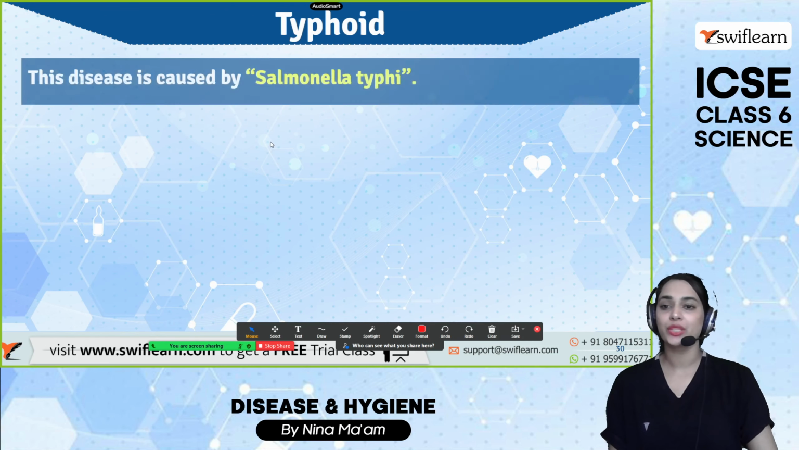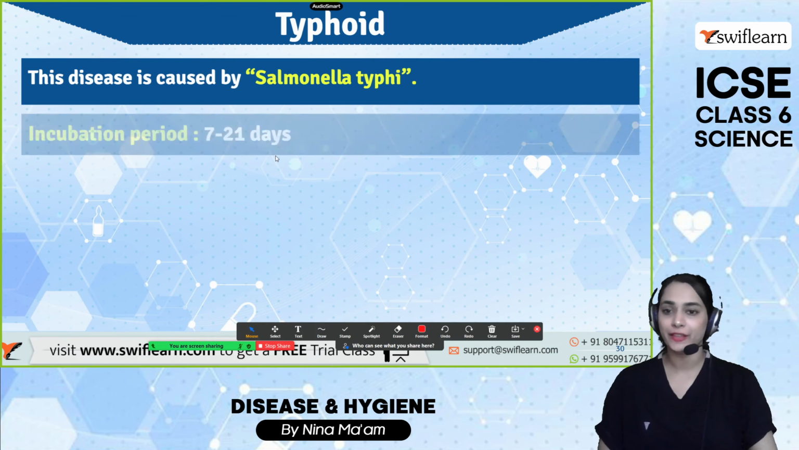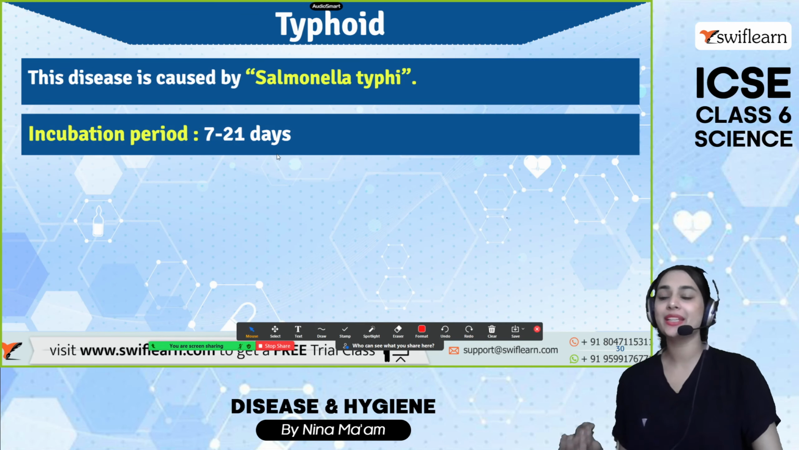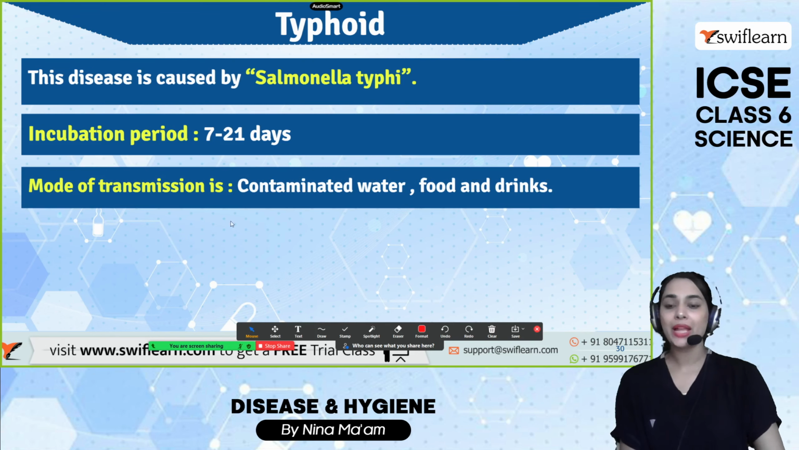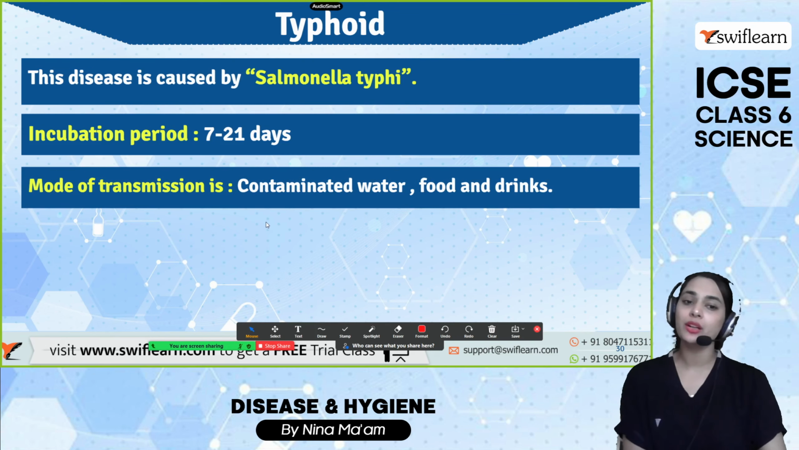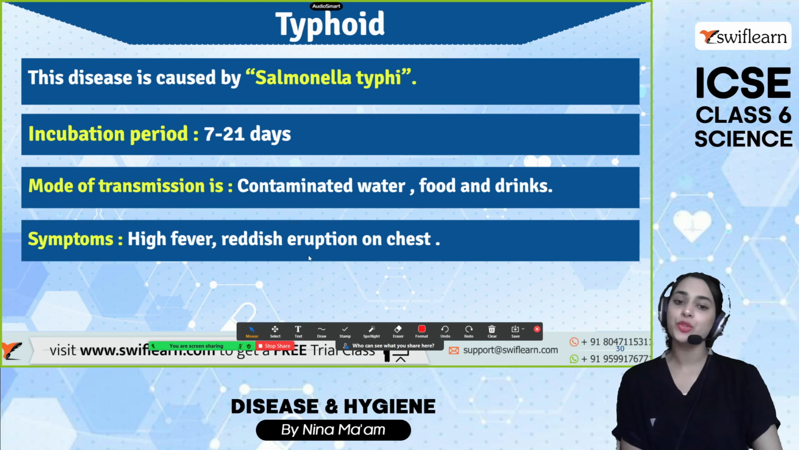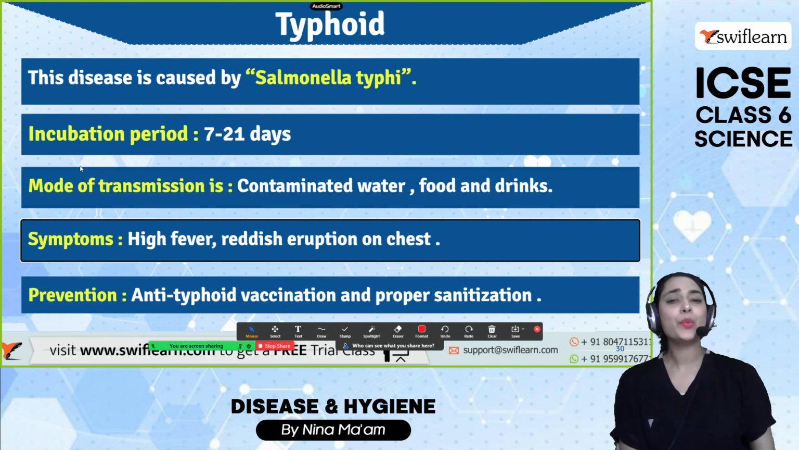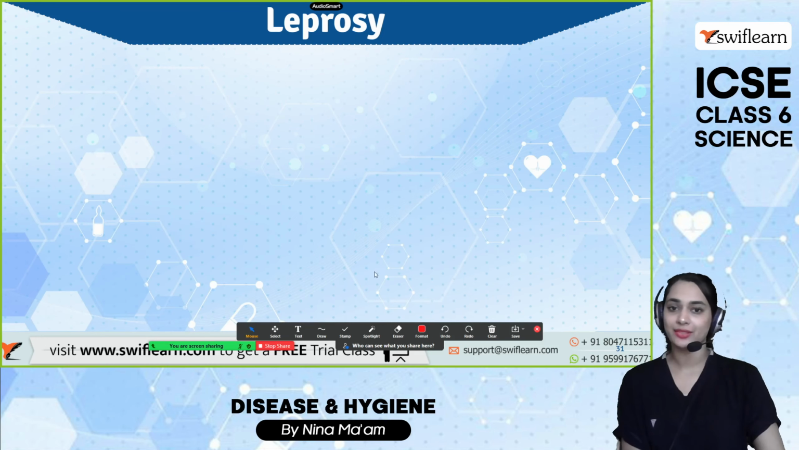And typhoid. This disease is caused by Salmonella typhi. The incubation period is 7 to 21 days. The mode of transmission is contaminated water, food and drinks. The symptoms are high fever and reddish eruptions on the chest. How can we prevent typhoid? By taking the anti-typhoid vaccine and ensuring proper sanitization.